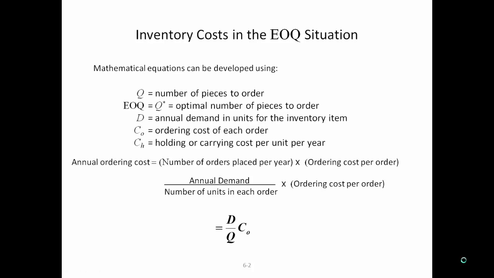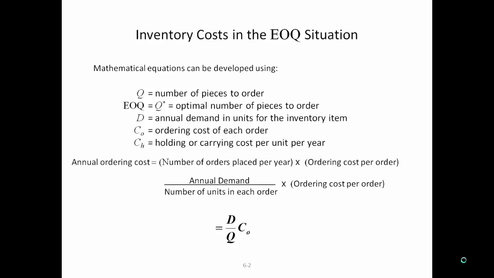When we look at the inventory cost in the economic order quantity situation, we have a number of pieces to the puzzle. Here we present the pieces to the puzzle and what we call each piece. We have Q, which is the number of pieces to order. We have Q star, which is the optimum number of pieces to order. We have our demand, we have our ordering cost, and we have our holding cost.